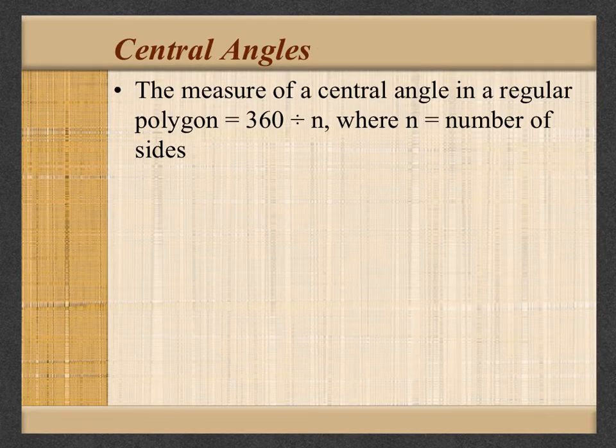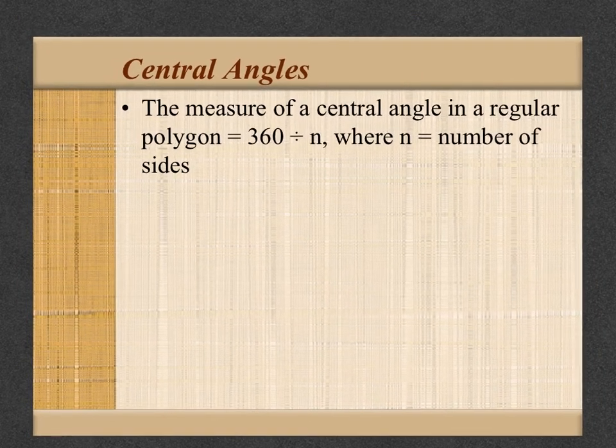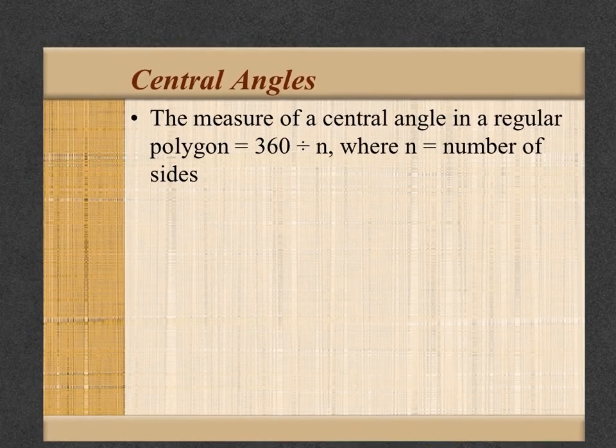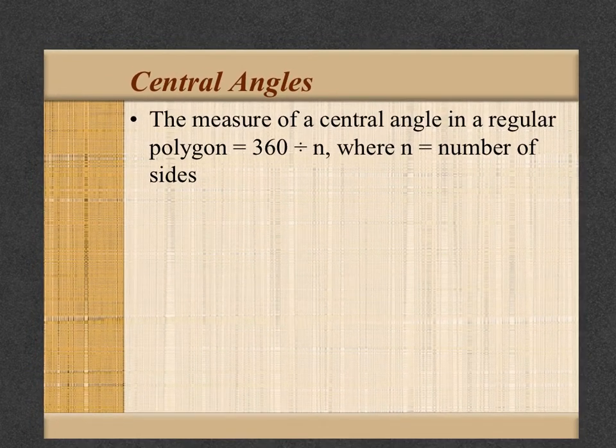Okay, the central angles, just like the central angles of an arc of a circle, are equal to the measure of the chunk of the 360. If it's a polygon with n number of sides, then you find the central angle by doing 360 divided by the number of sides. So if it has 4 sides, 360 divided by 4. If it has 5 sides, 360 divided by 5. If it has 6 sides, 360 divided by 6, and so on and so forth.